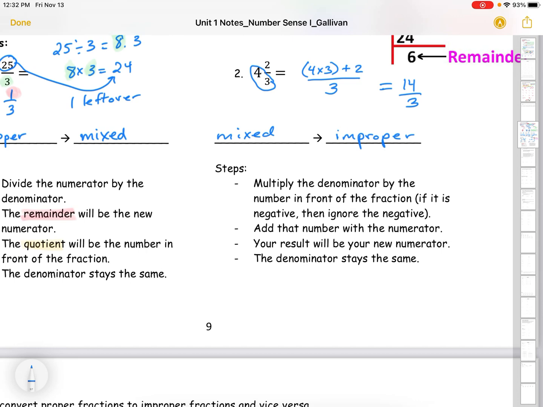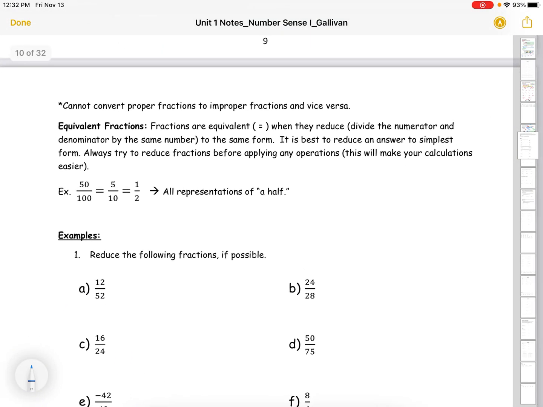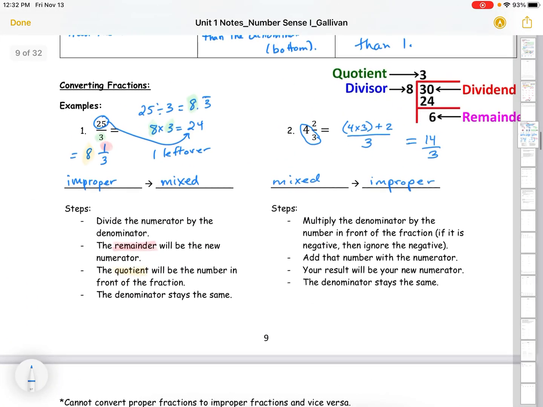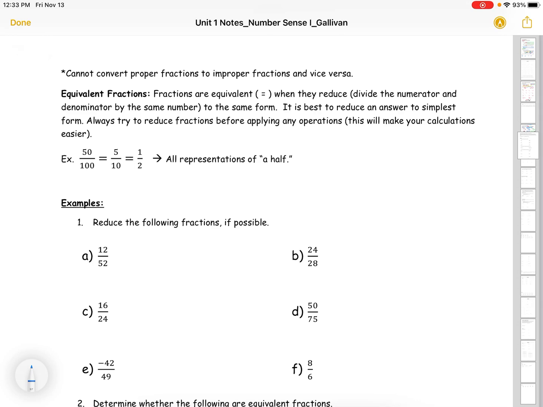Okay, so you multiply the denominator by the number in front of the fraction. If it's negative, ignore the negative. You're going to add the negative at the end. Add that number with the numerator, and your result will be your new numerator. Denominator stays the same. Okay, now, hopefully that makes sense. Like I said, we're going to do some more practice. Practice makes perfect.